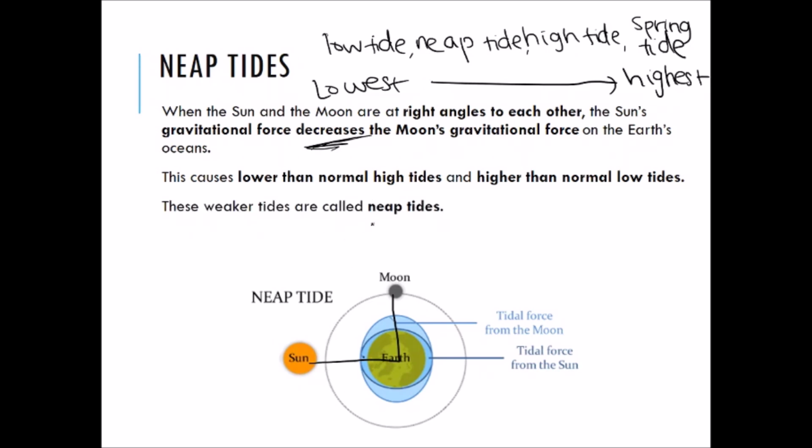So the weaker tides are called neap tides. Neap tides occur when there is a quarter moon. Now we've learned about the moon phases.